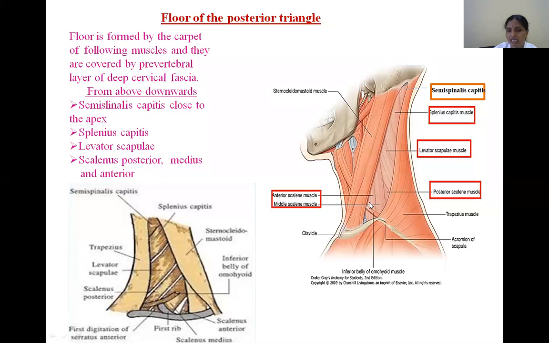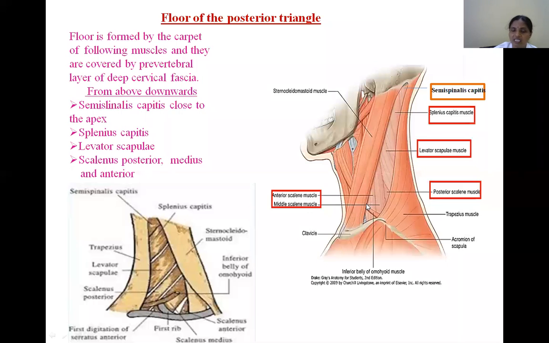And sometimes this scalenus anterior may not be considered a floor muscle of the posterior triangle, because almost the entire muscle is crossed by the sternocleidomastoid muscle. So we should not consider the anterior as a floor muscle. It is almost a boundary muscle for this triangle, actually, right? So what are these muscles from above downwards? Semispinalis, splenius capitis, levator scapulae, scalenus posterior, scalenus medius, and scalenus anterior. These are the muscles forming the floor of the posterior triangle.